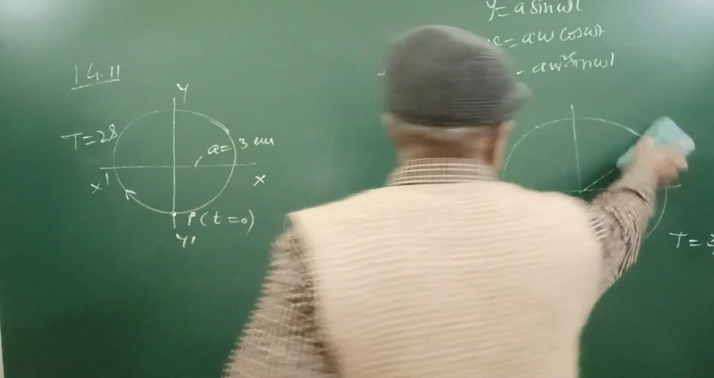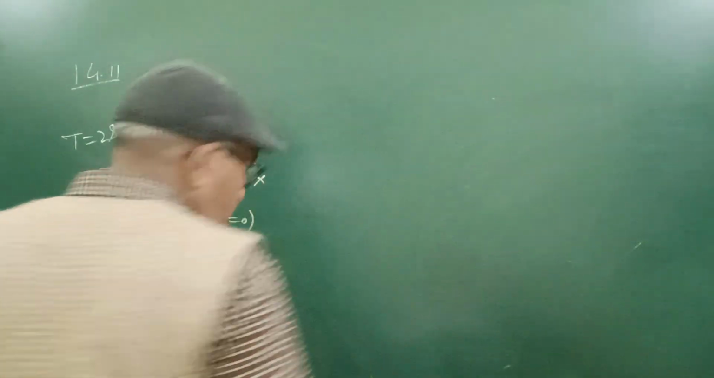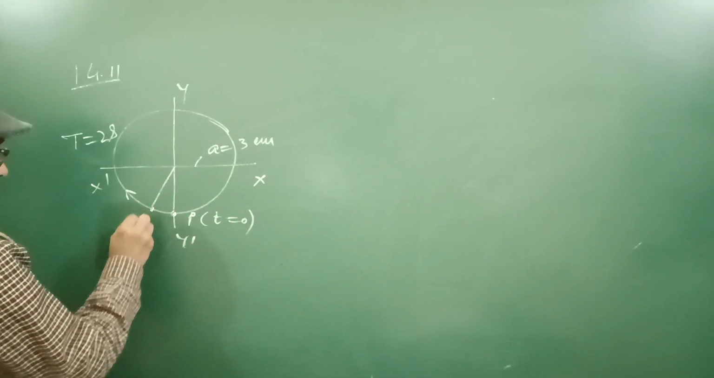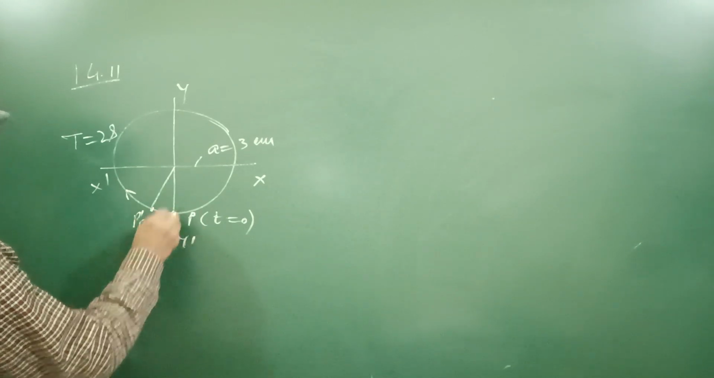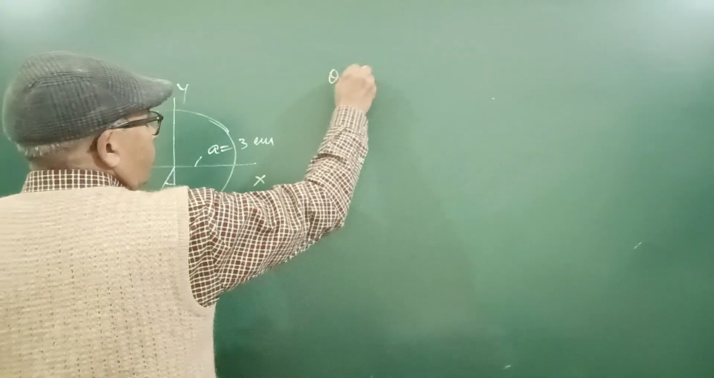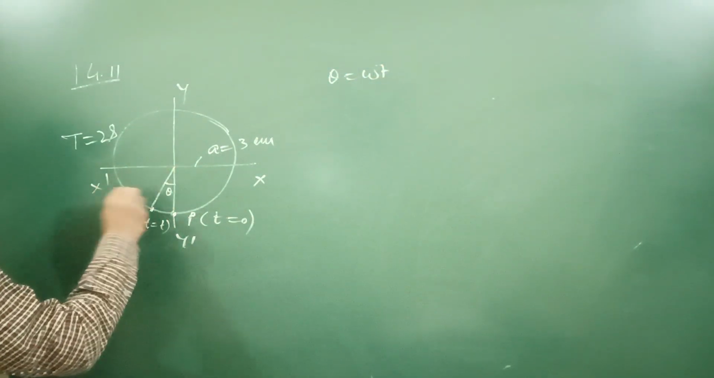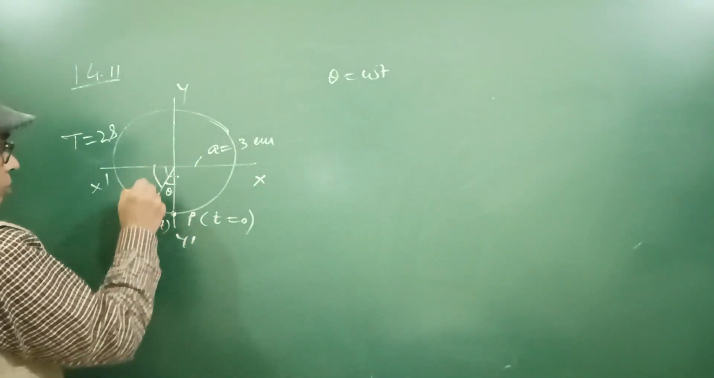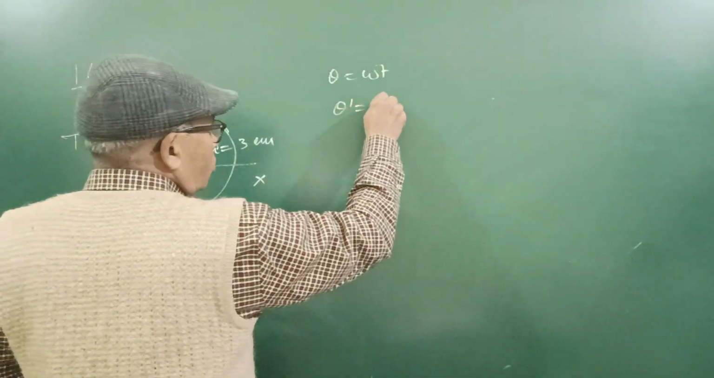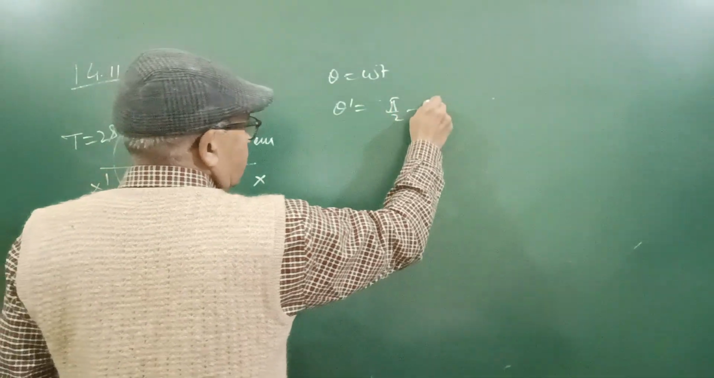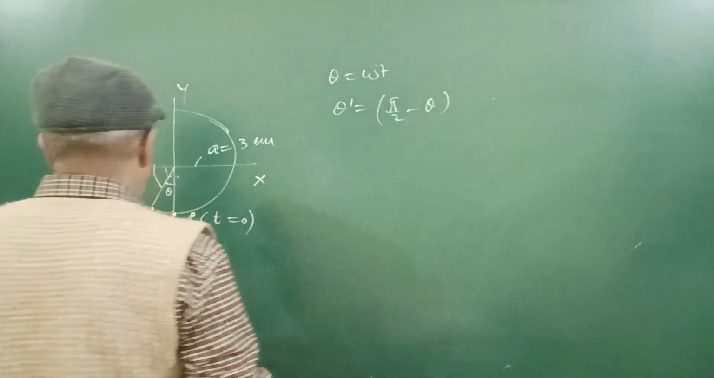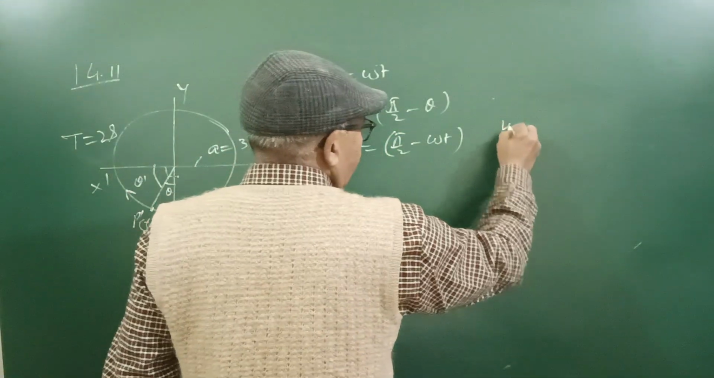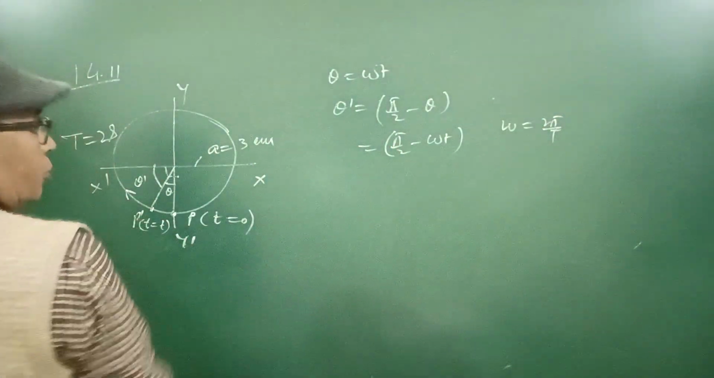So how will we do this? At t equal to 0, the x projection. After time t, it will go to this point here. Suppose this is P dash at t equal to t. So this angle theta will be omega t. Then how much will be this angle? It is 90 degree. So this theta dash here equals pi by 2 minus theta, that is, pi by 2 minus omega t. Omega here will be given by 2 pi upon T. T is given as 2 seconds, we will put that in later.